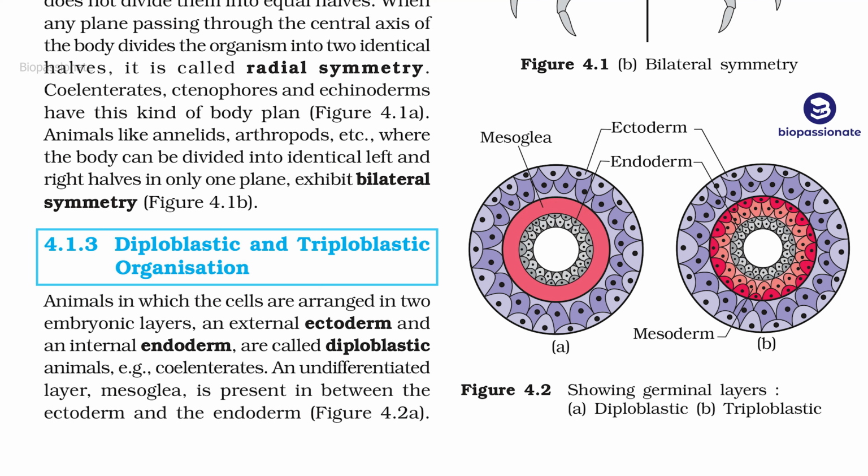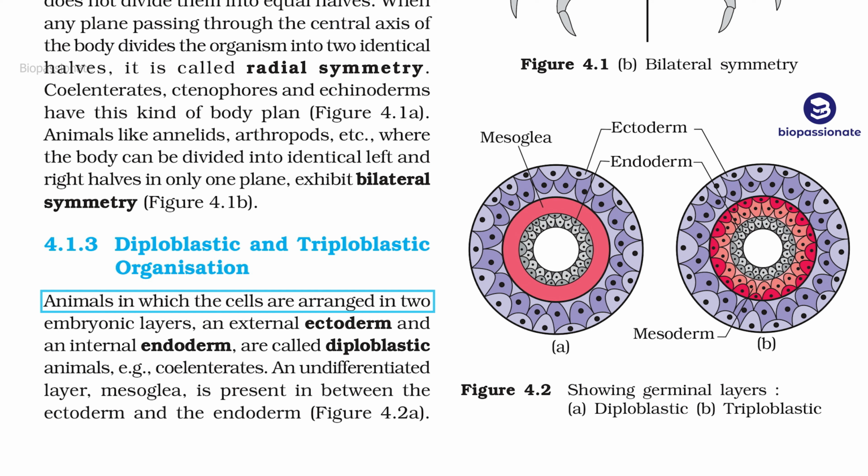4.1.3 Diploblastic and triploblastic organization. Animals in which the cells are arranged in two embryonic layers, an external ectoderm and an internal endoderm, are called diploblastic animals. For example, coelenterates. An undifferentiated layer, mesoglea, is present in between the ectoderm and the endoderm.